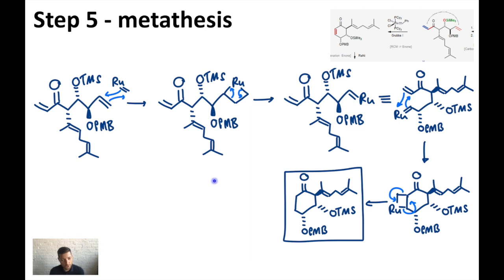So those are the five transformations that I chose to do for this fumagillol synthesis. Hopefully you recognized some from this course and learned a few along the way.